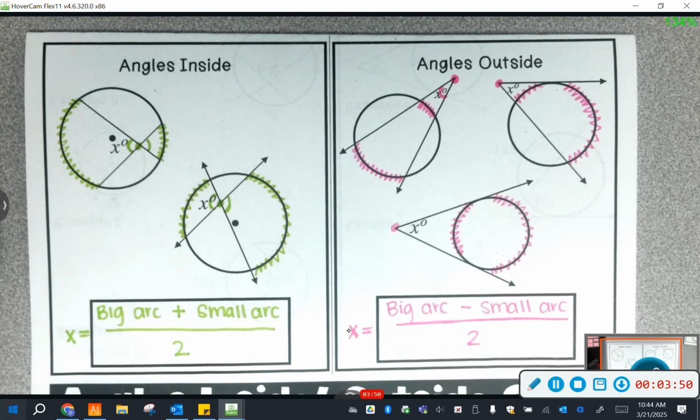And then how do you find the arc? We're going to talk about that more, at least for the inside. I'm almost always going to give you the arcs for the inside. Can I move to the inside or not yet? Okay, open up your notes, please.